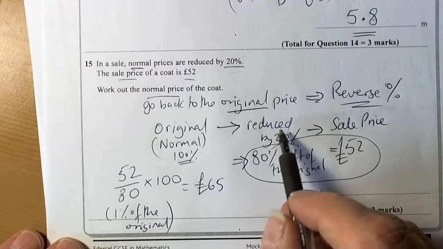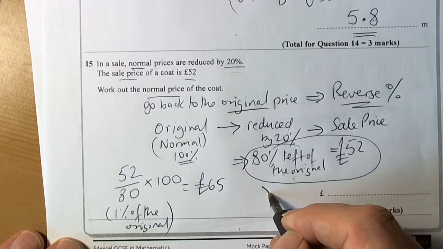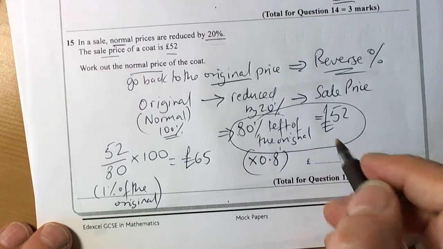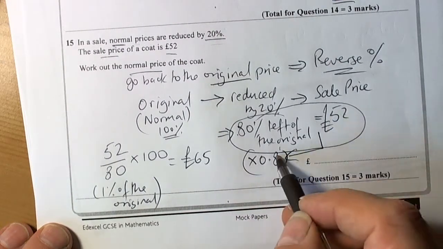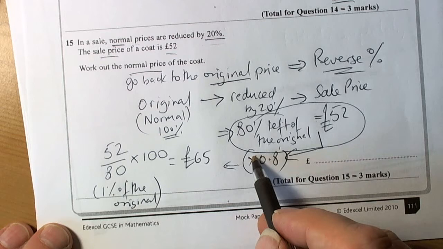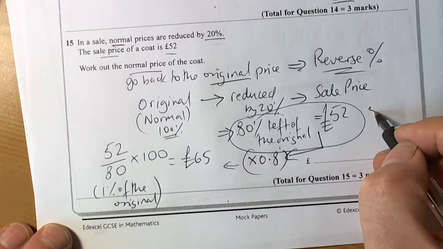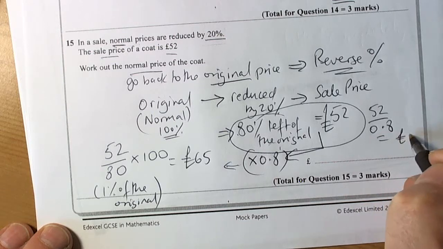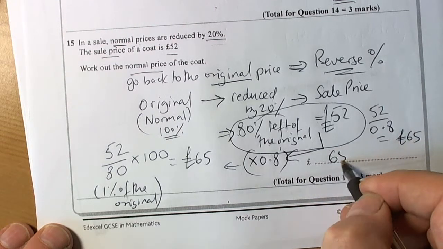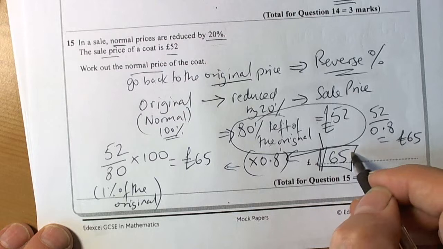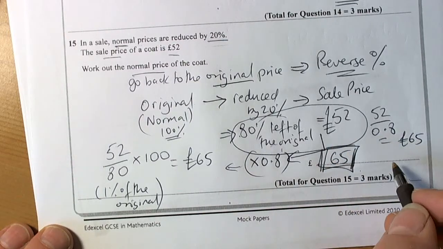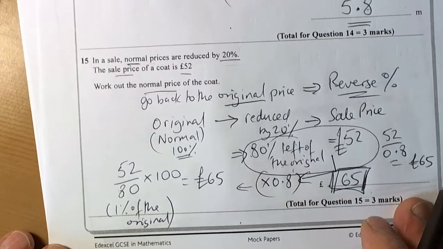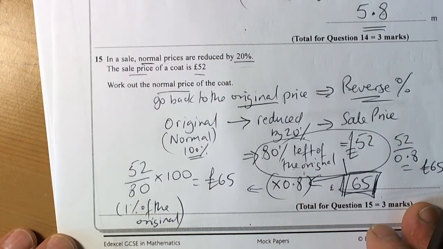A lot of people like to think of 80% left as multiplying by 0.8. So if I want to get back to the original price, then I could reverse the process. So I could do 52 divided by 0.8, and that will give me £65 as well. So it doesn't matter what you do, the final answer will be £65, but you can think of it in different ways. Depends on how you like to do these reverse percentage questions to get back to the original.